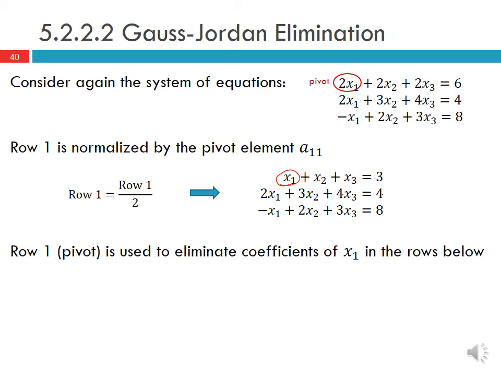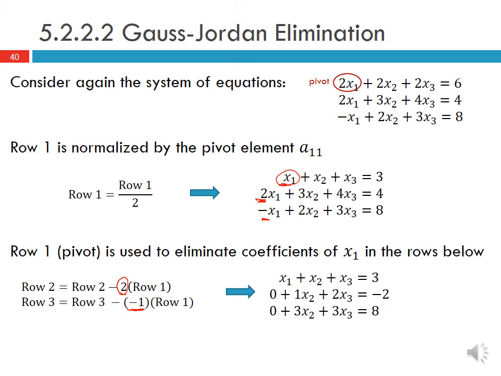Then row 1, the pivot, is used to eliminate the coefficients of x1 in all of the rows below. So we want to get rid of this 2 here and this -1 here. We can do that by going row 2 is equal to row 2 minus 2 times row 1, and row 3 is equal to row 3 minus -1 times row 1. If you look back at the formulation for the Gauss elimination method, this here is the element that we want to get rid of, divided by our pivot element, which we have normalized to 1. And same here, this is the element that we want to get rid of, divided by our pivot element, which in this case is 1. So this gives the set of equations shown here, and you can see that we've gotten rid of the coefficients of x1 in all of the rows below our first row.